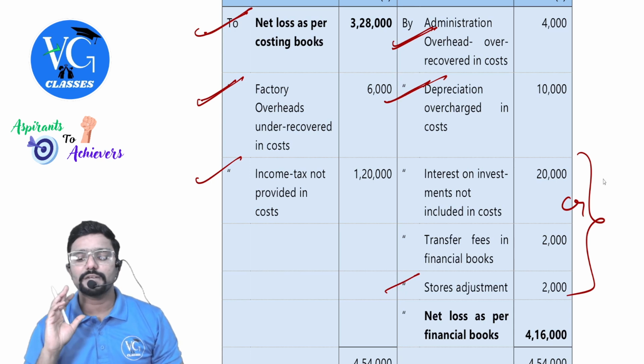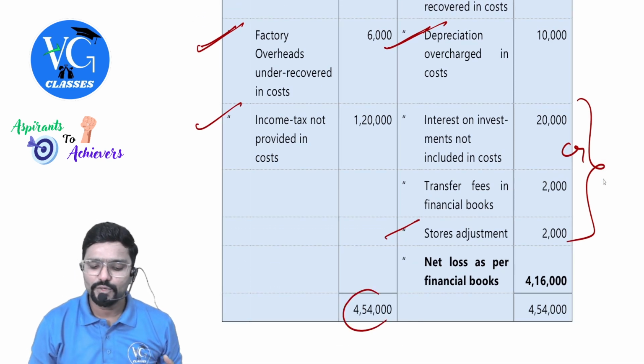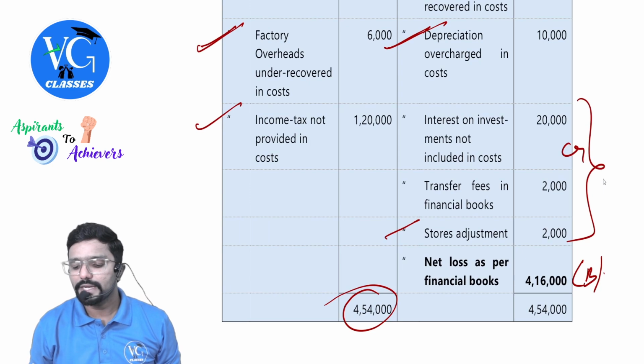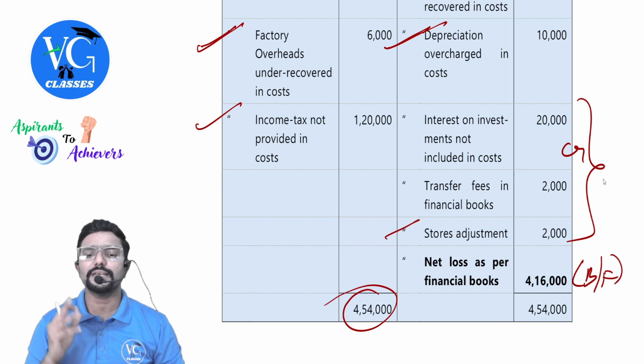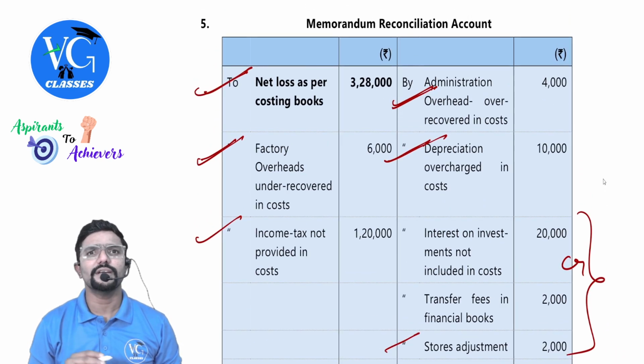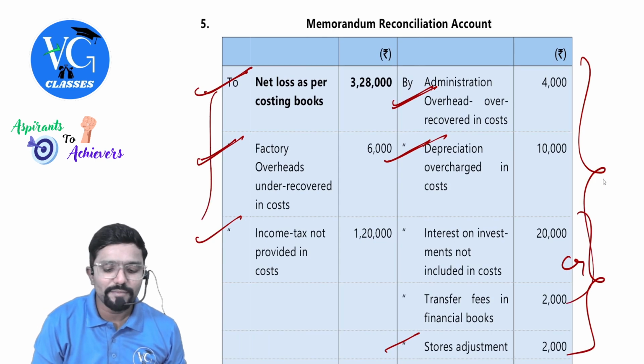Is that clear? Now check which side is more. Here the debit side is more, so the balancing figure would be on the credit side: loss as per financial books. Now you may ask me, sir, same question: what if it is a profit? Guys, the adjustment will be the same.